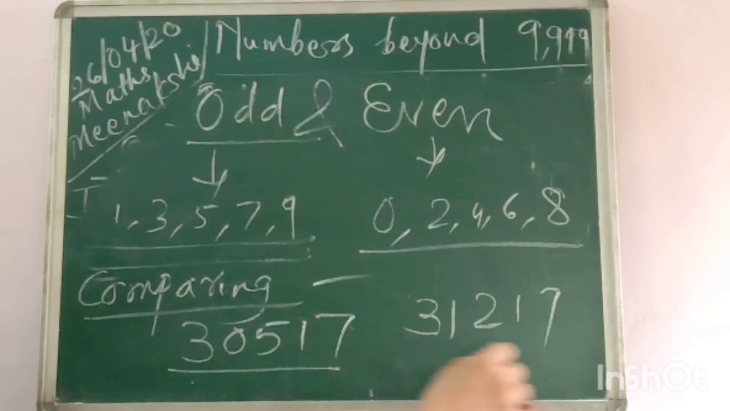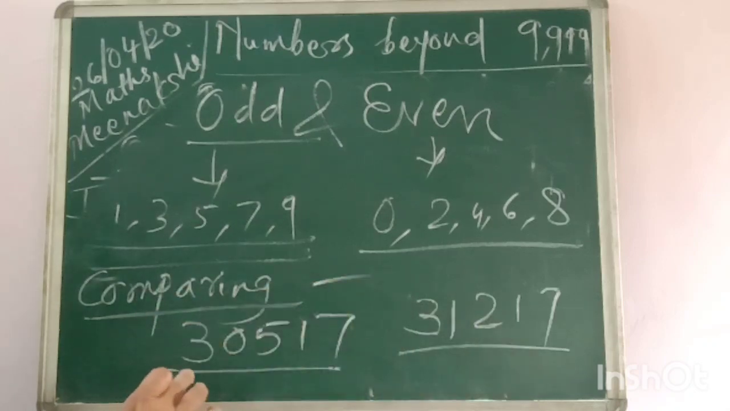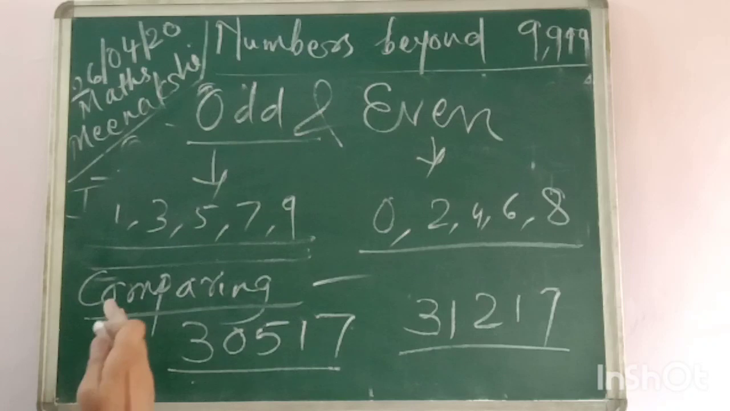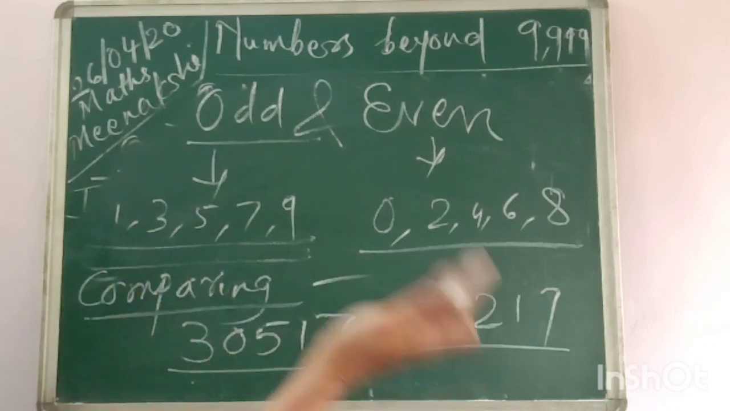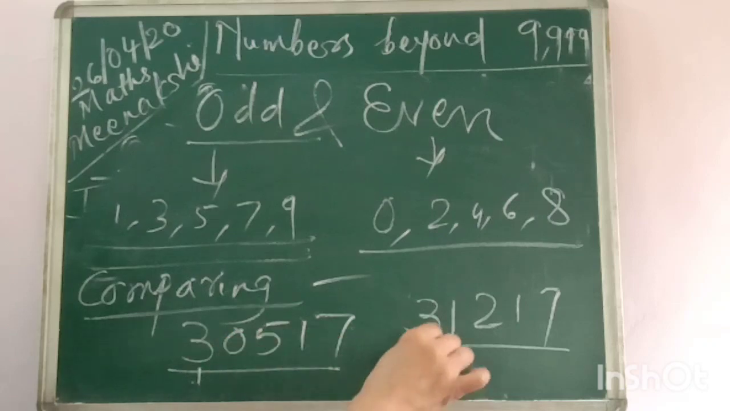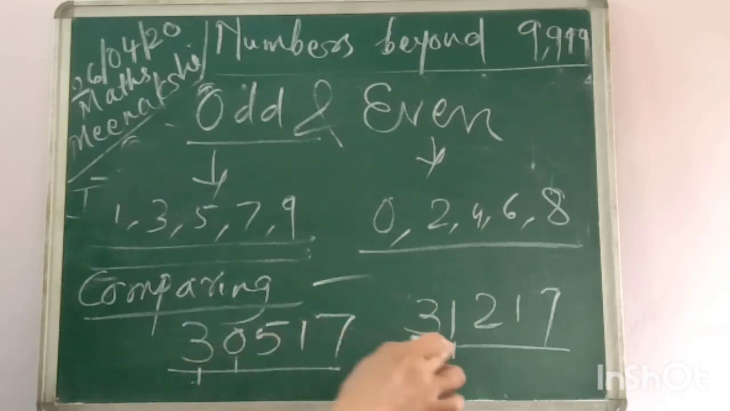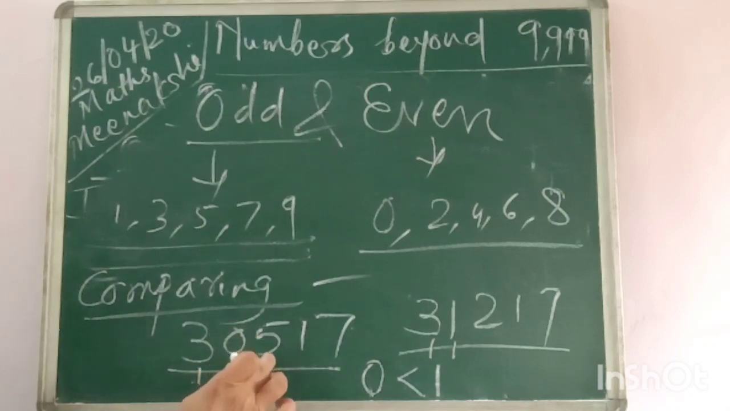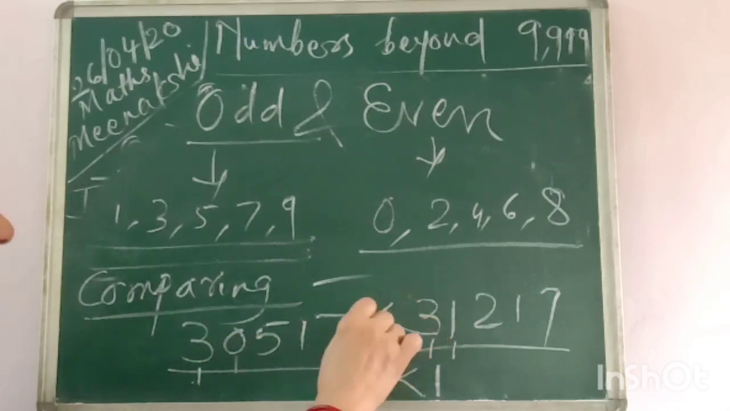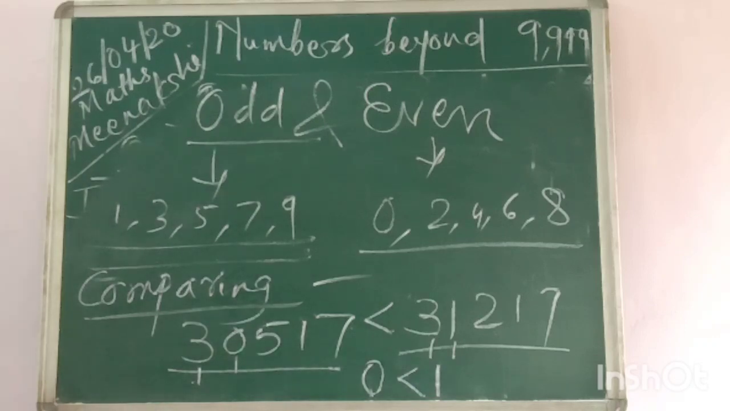Now look here, both the numbers are of 5 digits. So what you have to do is keep on comparing the place values from left to right. Here is 3, here is also 3. Then check the next digit. Here is 0, here is 1. So 0 is less than 1. Then how will you compare these numbers? This number, 30,517, is less than 31,217. So understood children how to compare the numbers? Yes.